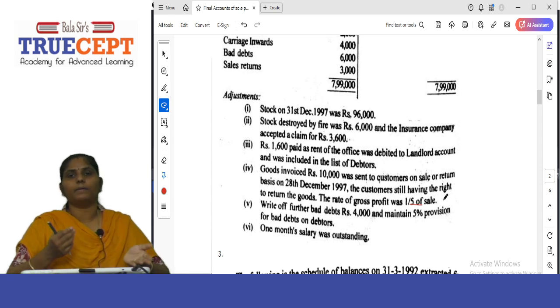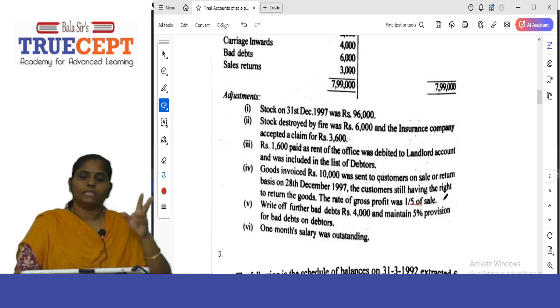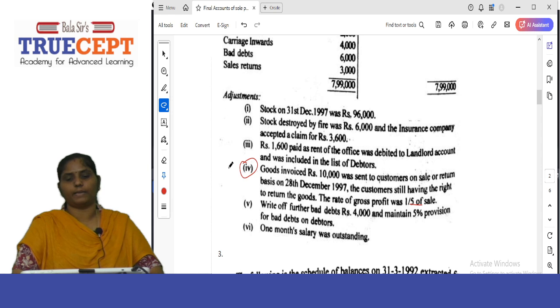The same adjustment will be done in the balance sheet as well. Closing stock 96,000, add stock with customer 8,000 and show 1,04,000. Clear? These are the two adjustments that I am supposed to do for the fourth one. Okay, very important adjustment from exam point of view.